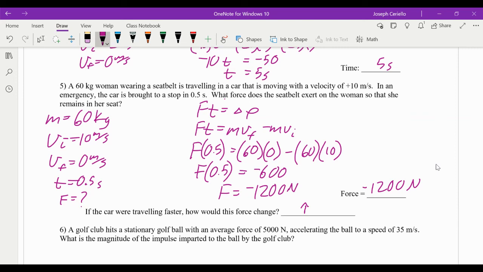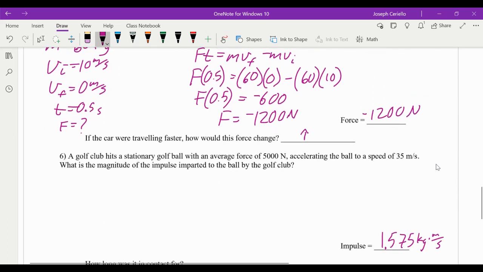Two ways to do it. Use common sense. Well, if it's moving faster and you still want to stop it in the same amount of time, you need to apply more force. Or just plug in numbers. Plug in instead of 10, plug in 20 for the initial velocity. You'll get a bigger number.